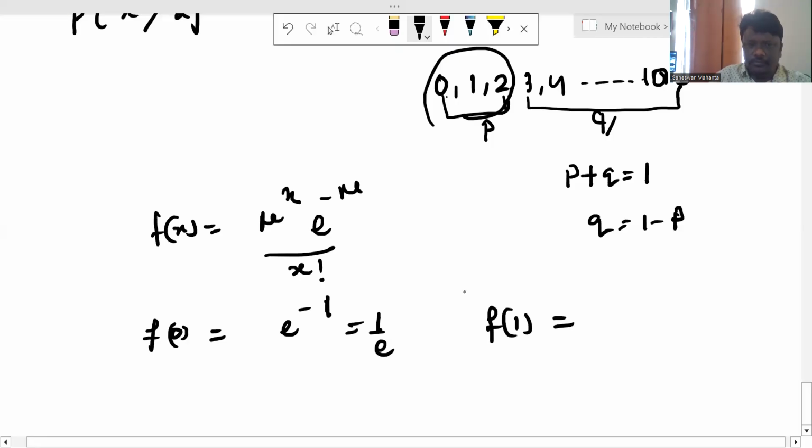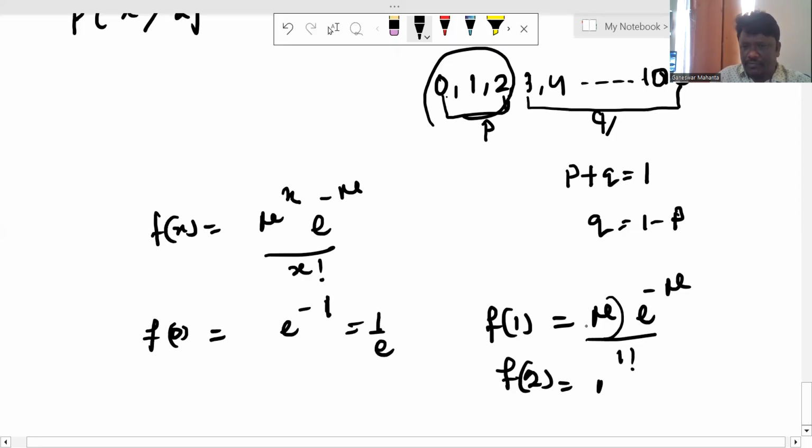F1 is mu, e to the power minus mu, divided by 1 factorial. F2 is mu squared, and mu is already given as 1, so this is e to the minus 1 by 1 factorial. F2 is also 1 into e to the minus 1 by 2 factorial.